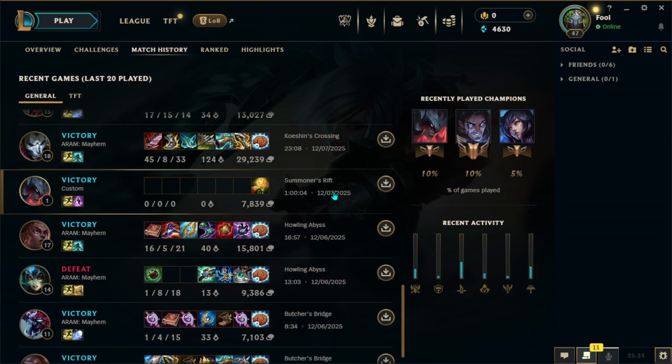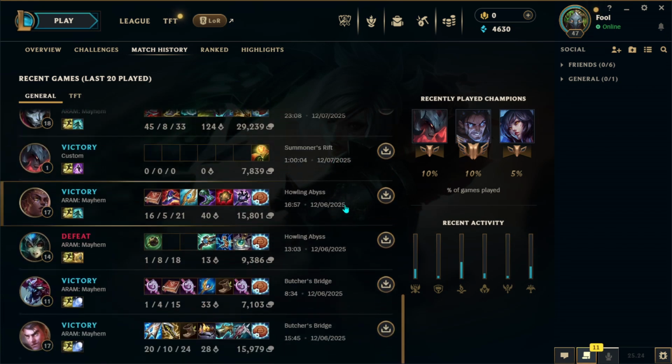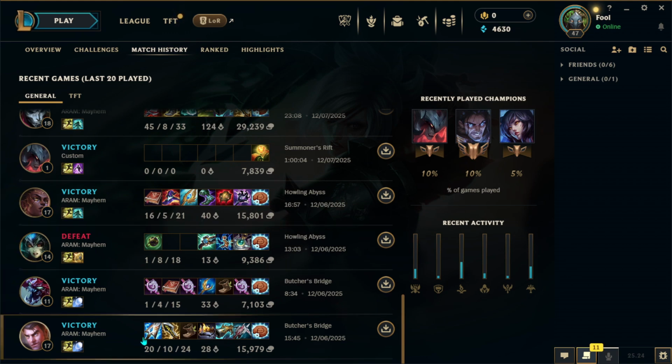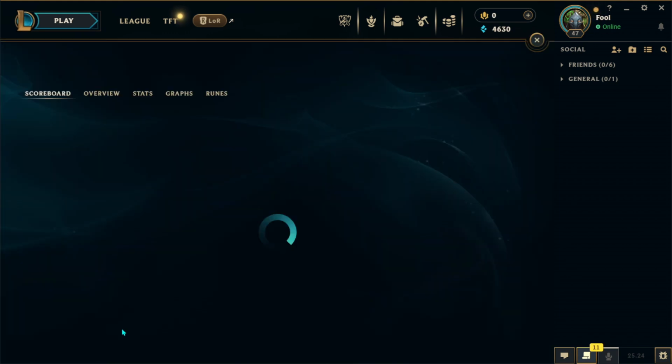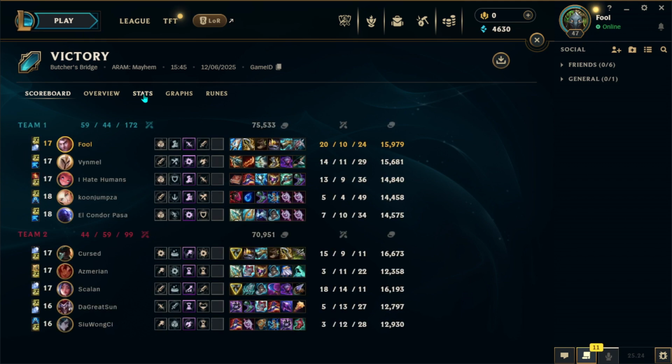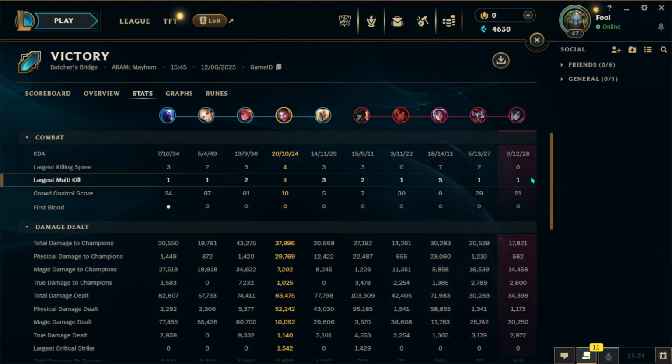Start by opening your match history and click on a specific game you want to review. Once you're in that match page, you'll see several tabs. The two we care about are Stats and Graphs. Think of Stats as the detailed numbers behind the game, and Graphs as a visual snapshot that makes comparisons easier to see at a glance.